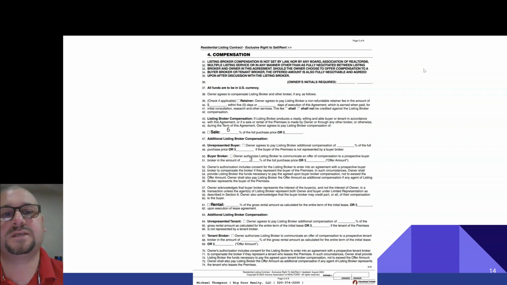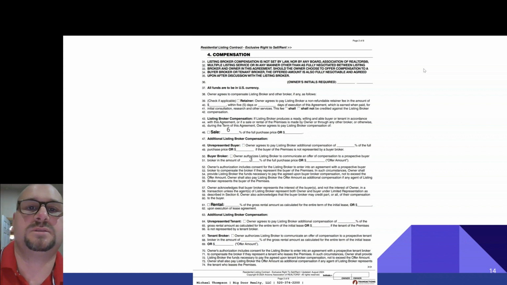Listing broker compensation. So here's where you're going to mark 6%, 3% to the buyer's agent, 3% to the selling agent. In our brokerage, that's what we charge typically.